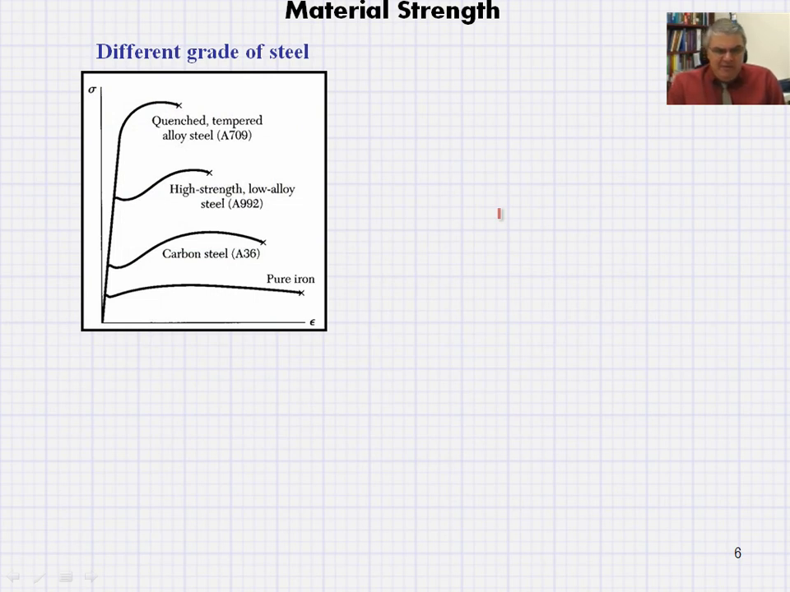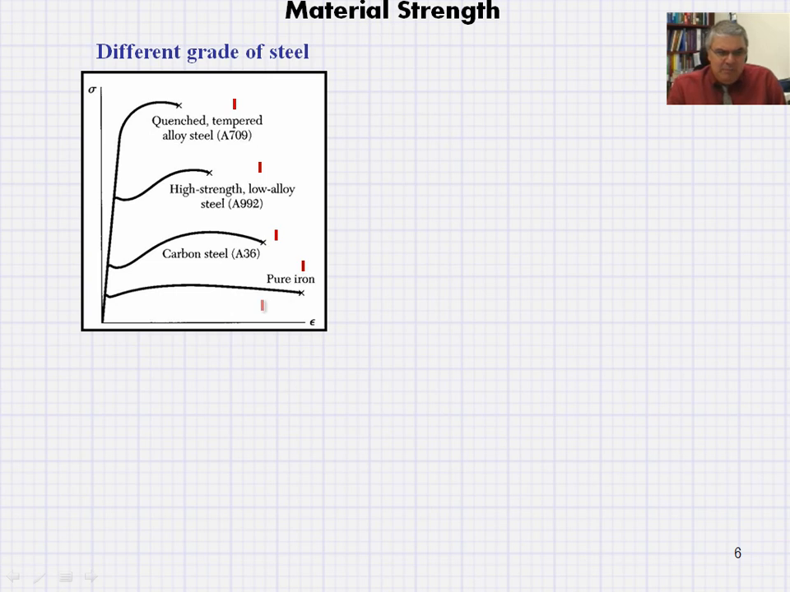Different grades of steel are shown in this figure. The stress strain diagram is drawn here for four different types of steel. One is the tempered alloy steel, A709. That's this diagram here. Then the high strength low alloy steel, A992, is given here. Then the carbon steel, a very common type of steel, A36, is shown here, and pure iron is shown here.